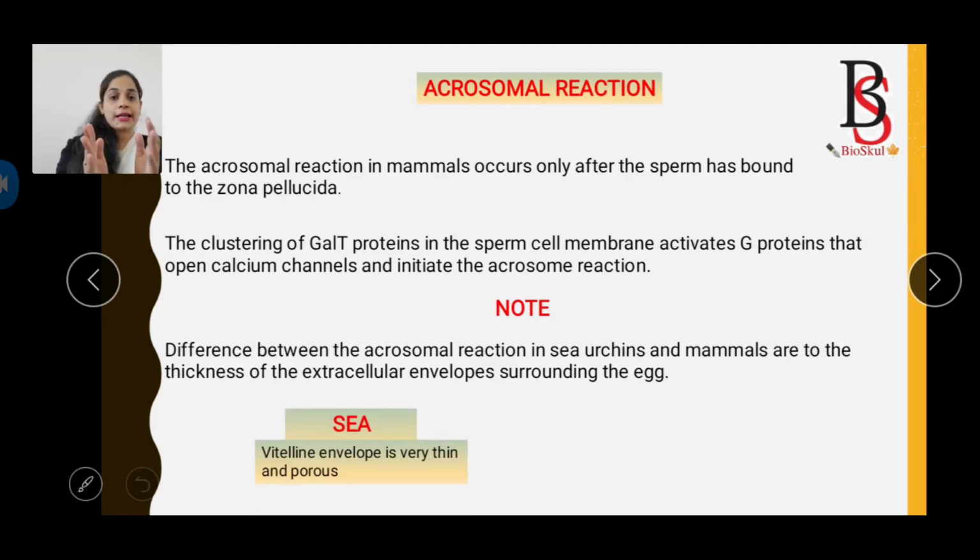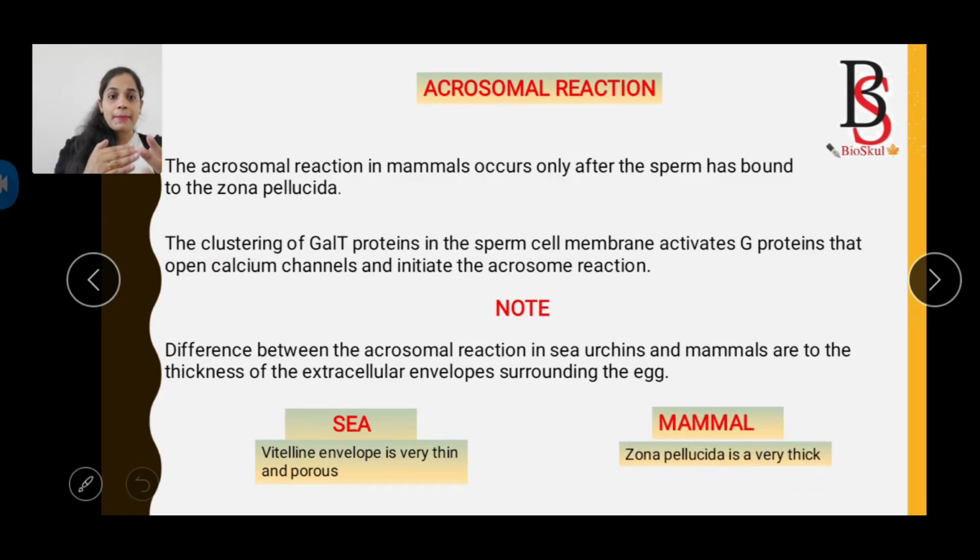In sea urchin, the extracellular envelope is called the vitelline membrane. This vitelline membrane is very thin and porous, so the sperm can easily reach the egg. That's why in sea urchin, the acrosomal reaction takes place first. After the acrosomal reaction, the sperm binds to the egg.